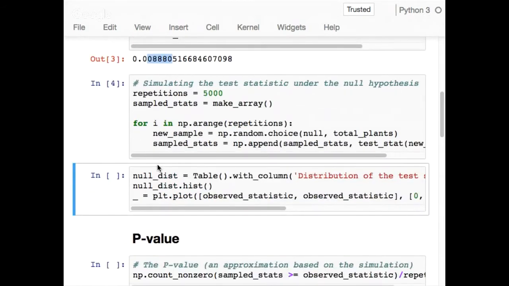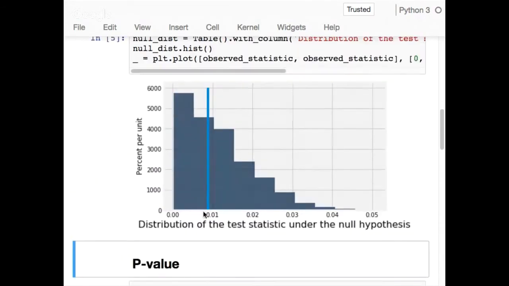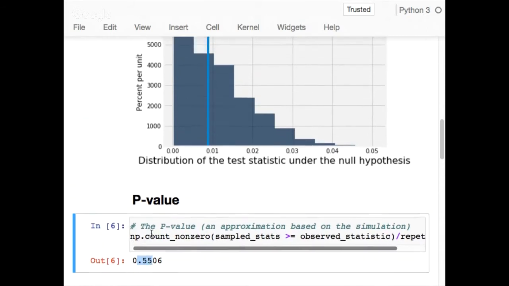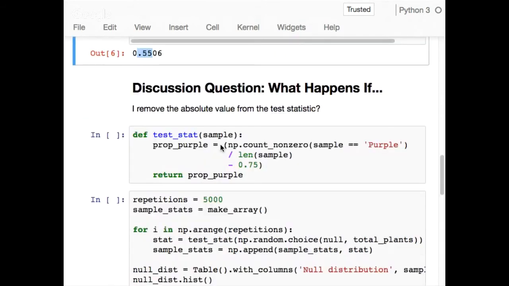Again, I'm going to run the simulation, run this. So this is the same thing as we did yesterday. Here's a familiar looking histogram plus the line. This is Mendel. We said yesterday that the p-value was 0.55. Okay, so the p-value is 0.55. His result seems to be pretty likely to occur by chance. That's what we concluded yesterday.